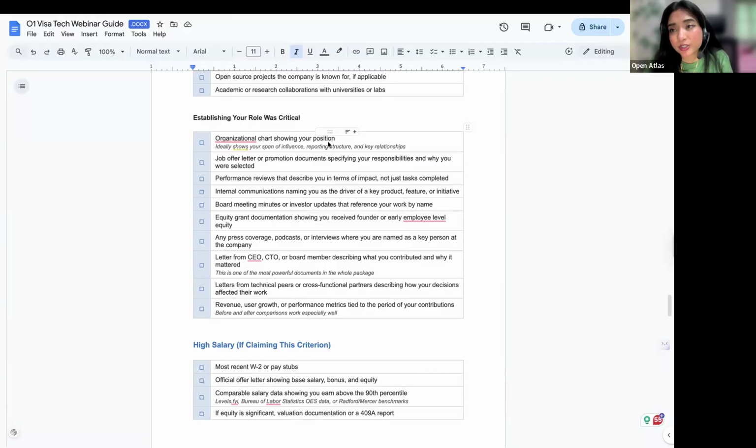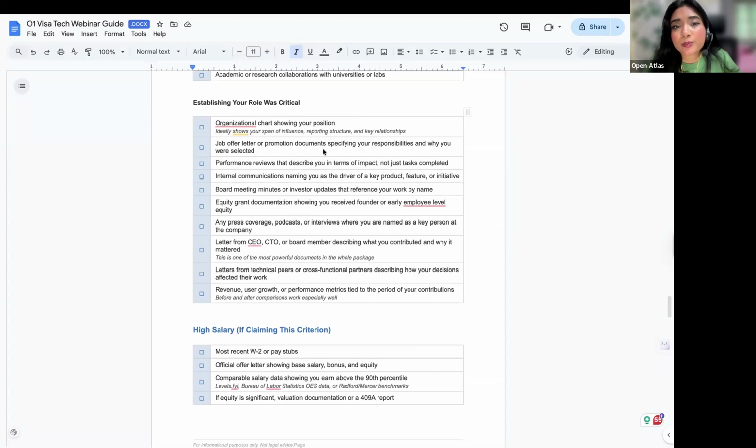Organizational chart showing your position, a very important thing. If somebody is a VP or in a leadership position, who all are actually reporting to them, the hierarchy matters a lot. Ideally it shows your span of influence, reporting structure, and key relationships. Job offer letter or promotion document specifying your responsibilities and why you were selected.